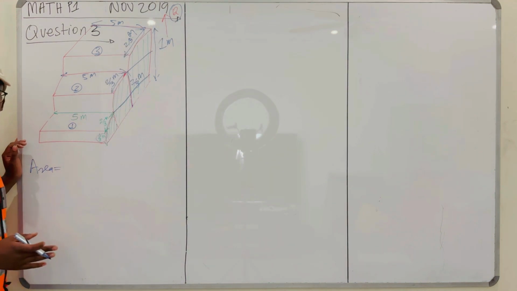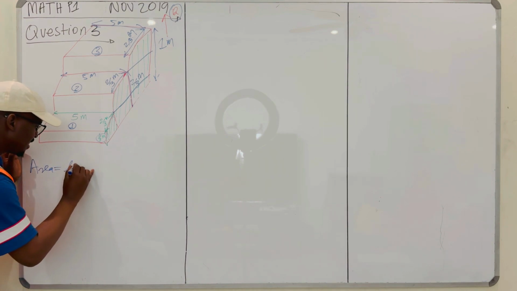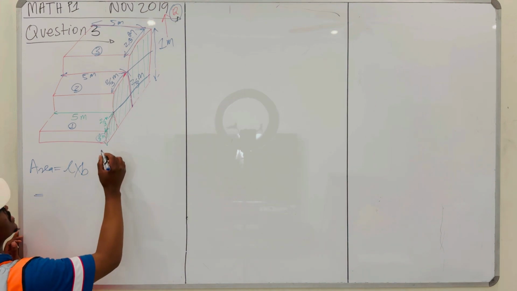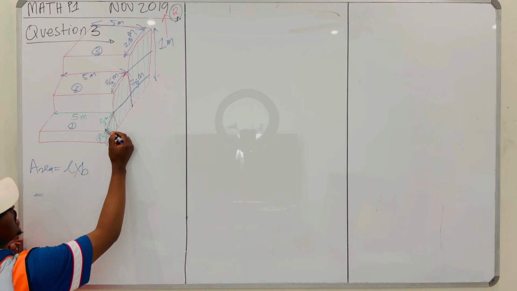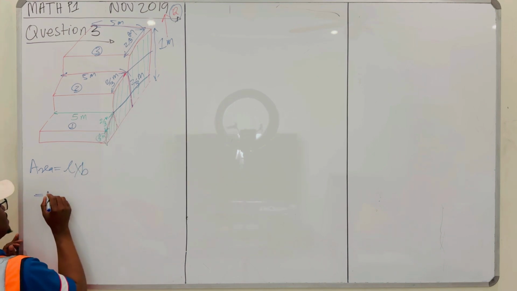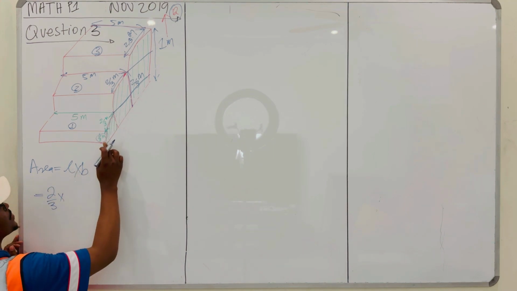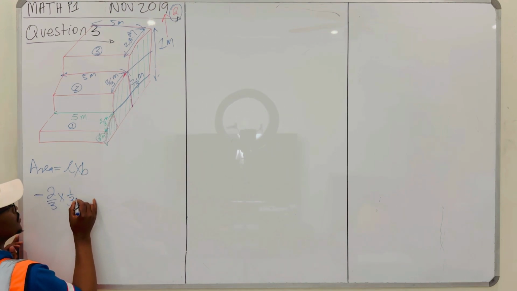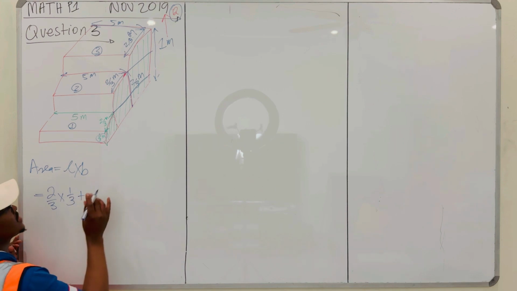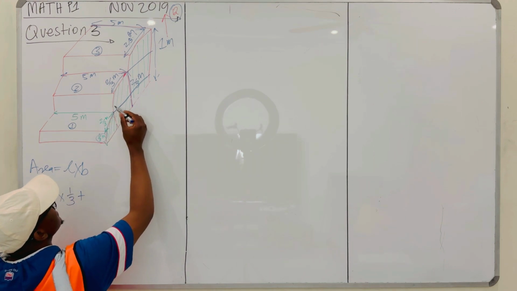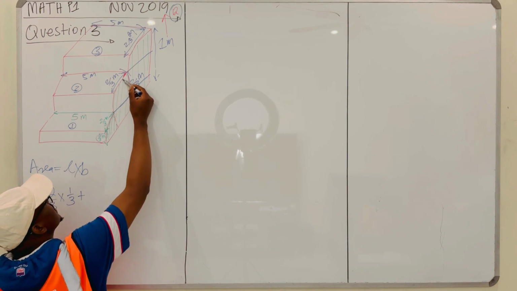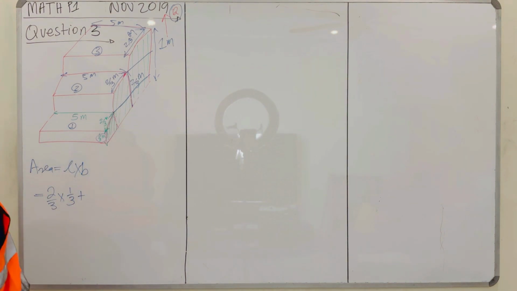So, the area, I'm trying to find the area of all 12 of them, right? It's going to be length times breadth. Are you with me? So, in this case, what is our length? Our length is 2 over 3, right? Times the breadth. What is your breadth? So, the breadth will be 1 over 3. So, this is the first one. Plus, the second one, the length is still the same because we said that... what was it called again?